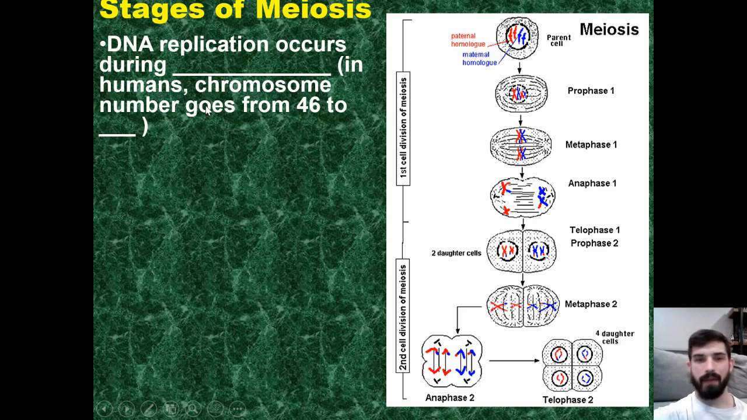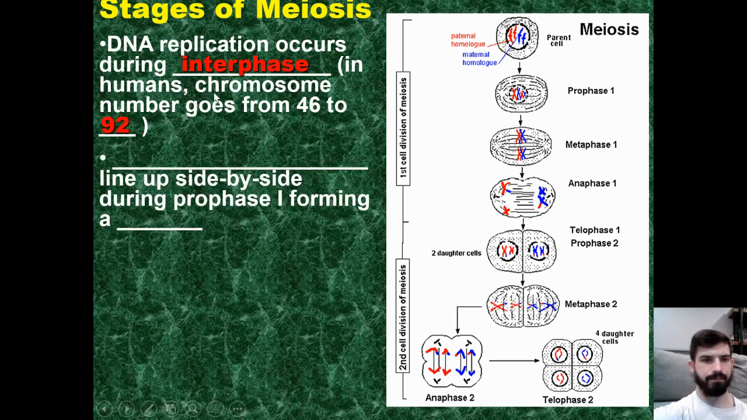All right, so DNA replication is going to occur during interphase, just like with mitosis. And we're going to double the amount of chromosomes that we have from 46 to 92. This is because we need to then soon divide this by 4 to give us 23 chromosomes in all of the new gametes by the end of it.